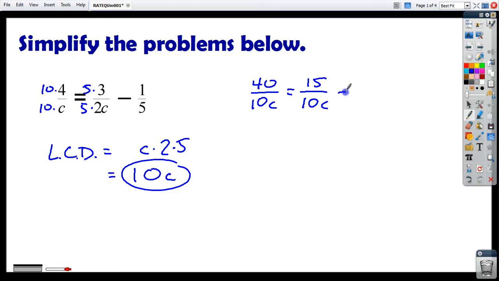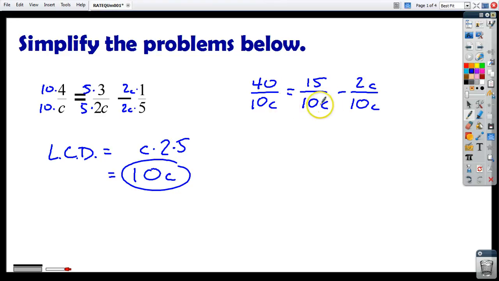And then this one, minus 1/5. The 5's our denominator, but I want, again, 10c. So I'm going to multiply the bottom by 2c. 2c times 1 across the top is 2c. 10 across the bottom, 2c times 5, 10c. And now, what I can do is this.